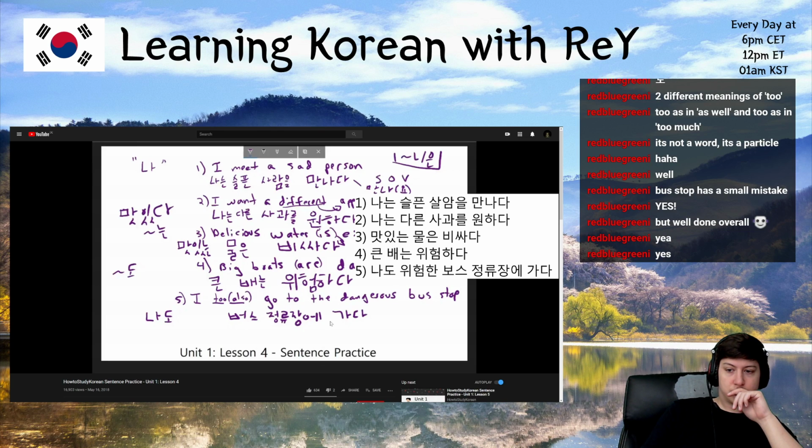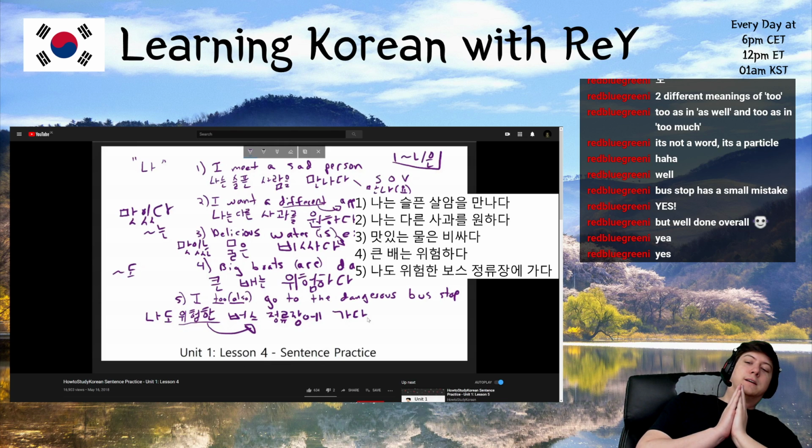I want to indicate with an adjective what type of bus stop I'm going to, and I can do that by attaching this to an adjective. Specifically, the word for dangerous is 위험하다, so I should attach this to the adjective 위험하다 to describe the bus stop. So it should look like this. Han. The full sentence reads, 나도 위험한 버스 정류장에 가다.